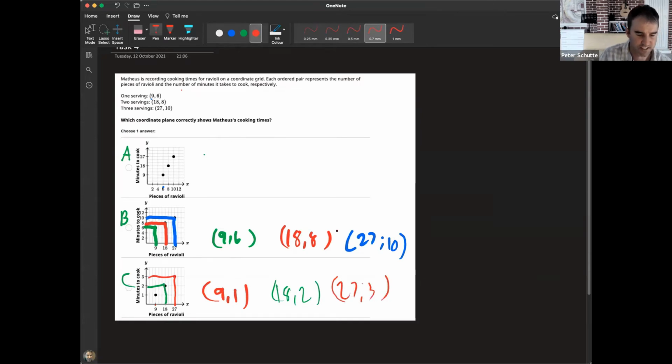Okay, I want you to vote again. Which one do you think matches this description up here? Put your votes in, lock your votes in now. Aha. B, okay. Because you can see that these points match the descriptions over here.